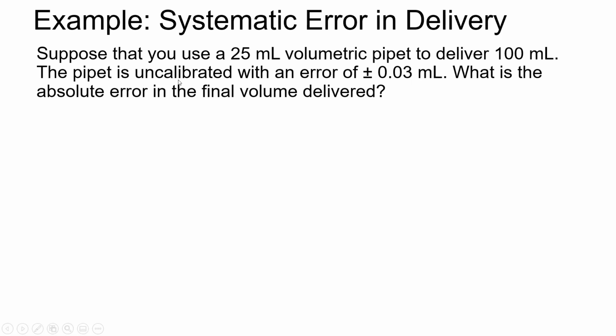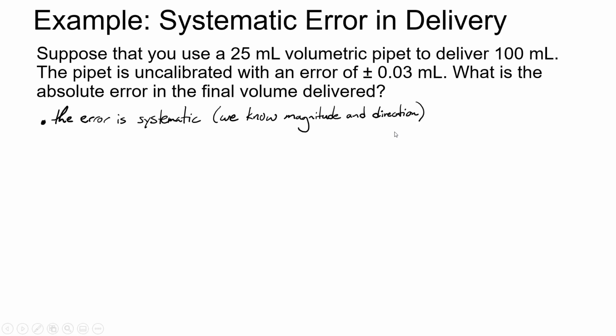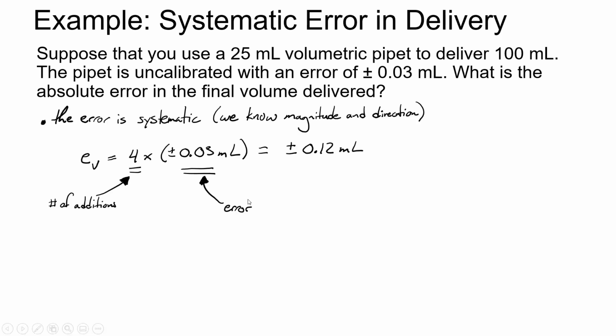Nevertheless, if we know that the pipette is uncalibrated and the error is a systematic error, we can say that for the systematic error, the error is simply additive. If we do 4 additions with the pipette, each addition will be off by up to 0.03 mL each time, but it will always be in the same direction. So none of the individual errors cancel out. Instead, they add on top of each other. And the total error in the volume delivered is simply 4 times 0.03 mL. And the overall systematic error in using this uncalibrated pipette is plus or minus 0.12 milliliters.